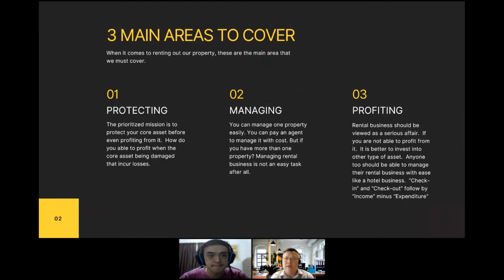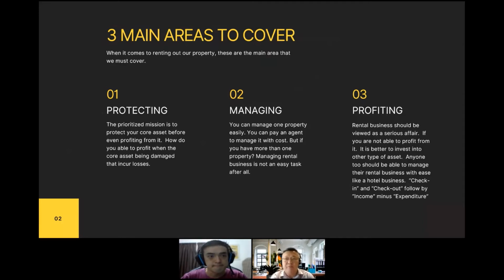Protecting is just like investing in the stock market or any asset class: if you can't even protect your base asset or your capital, you're making a loss. So you can't even profit from it. The main important thing is that every time you go into this business, you need to protect your properties. So you have to be very careful on that.